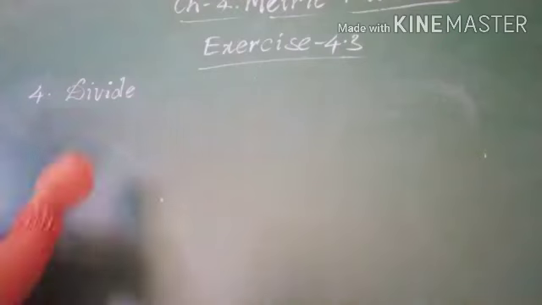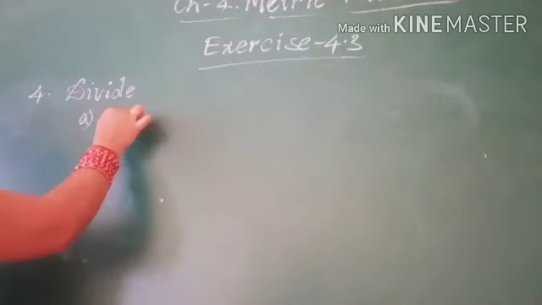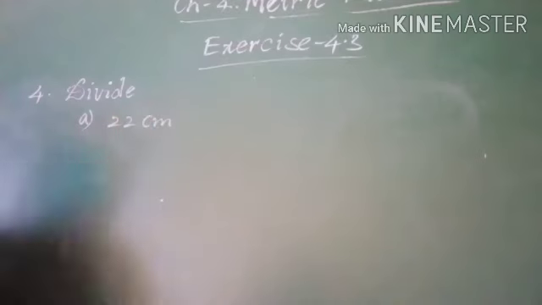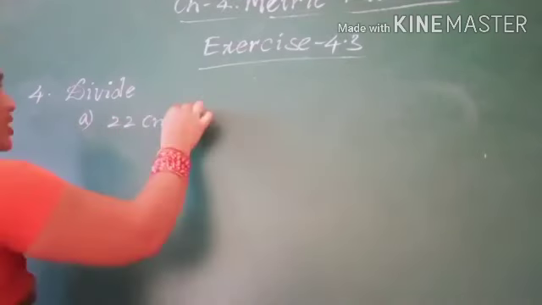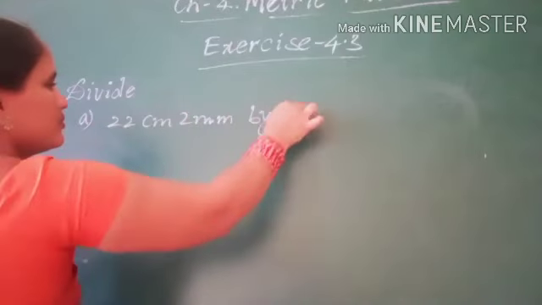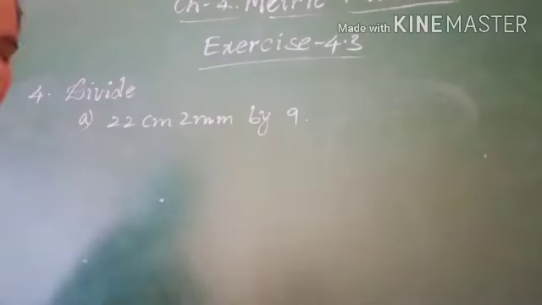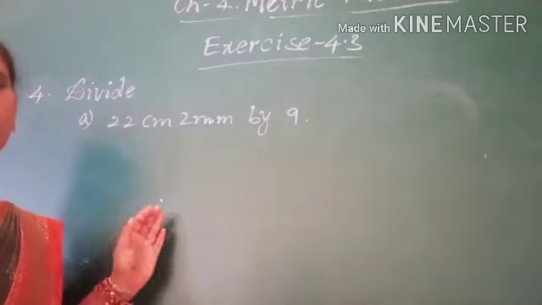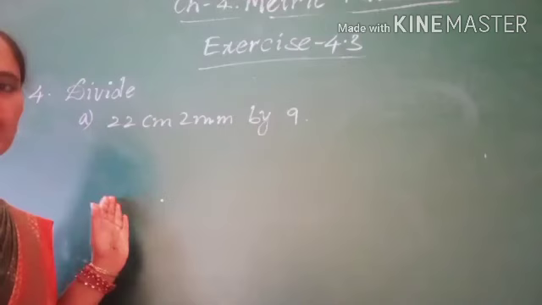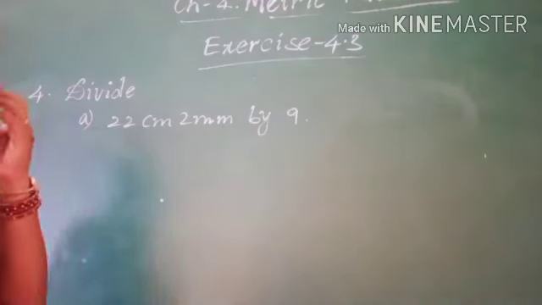What is the first sum? 22 centimeters and 2 millimeters by 9. Here you convert the millimeters also into centimeters. Already we know that 10 millimeters is equal to 1 centimeter, but here 2 millimeters are there. How can we convert that?